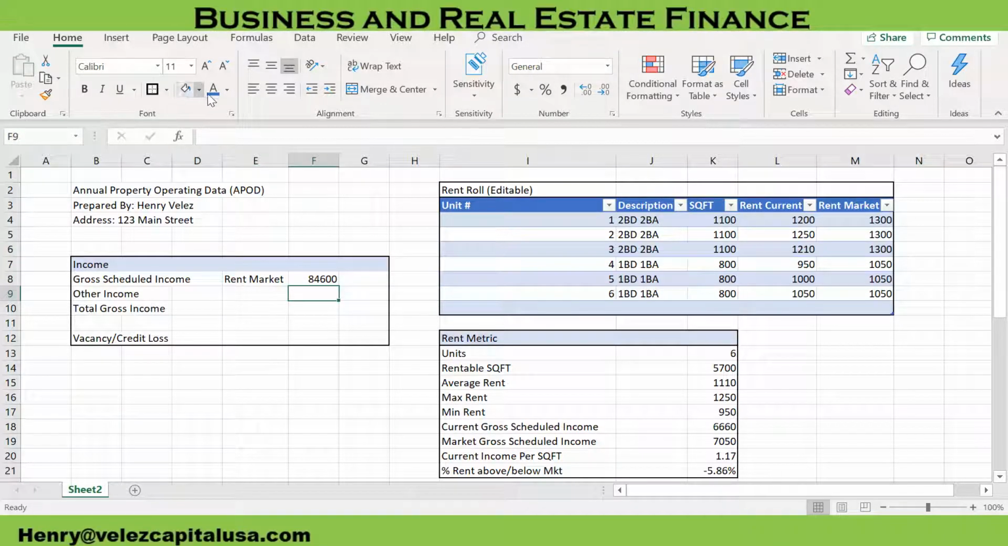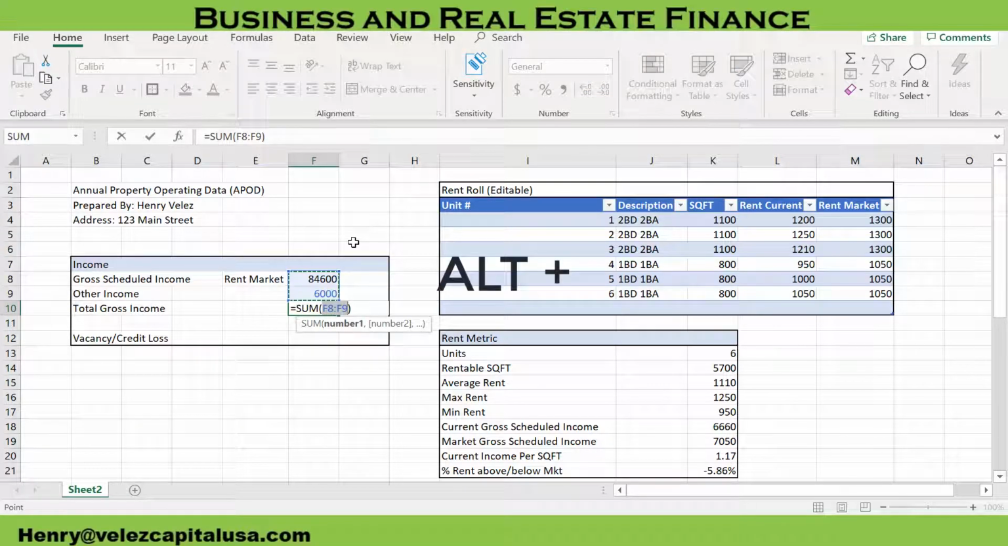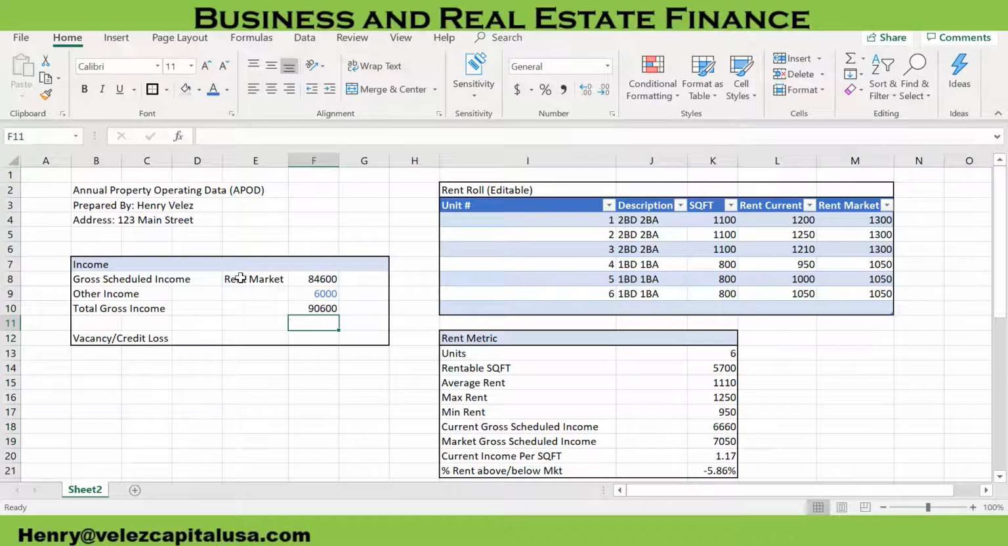Other income, you can put this information in yourself. So we'll make it blue. Let's say $6,000 a year from coin laundry. And then we do the total. And there's a cool shortcut for this actually. It's Alt plus. Alt plus adds the nearest cells together. And you hit enter, and there you go. That's your gross income.